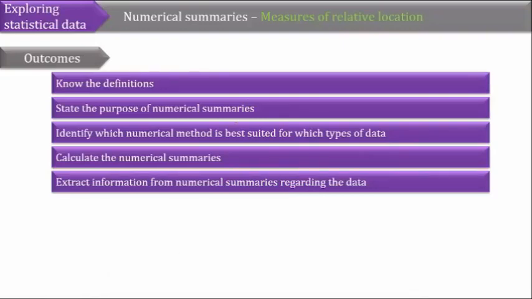In this session I'm looking at measures of relative location, and to see exactly what that means we'll start off with an example in a moment, but first just look at the outcomes quickly. Very important: know all the definitions, the purpose of these summaries, which method is best for which type of data, how to calculate them, and extracting information. Now the actual calculation of these numerical summaries is not that important. It is secondary to knowing the definitions and extracting information, and the reason is because the calculation is done using software such as Excel.